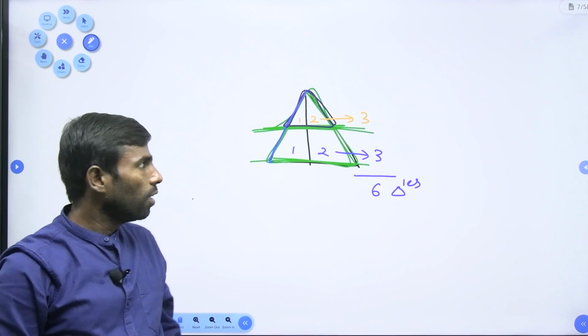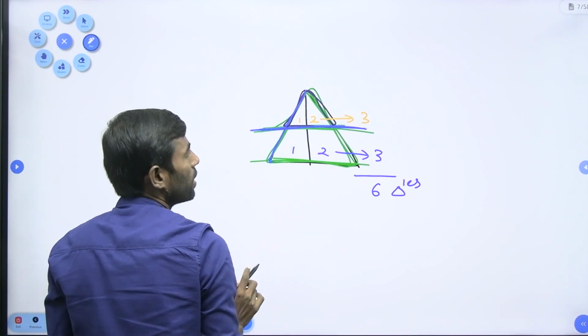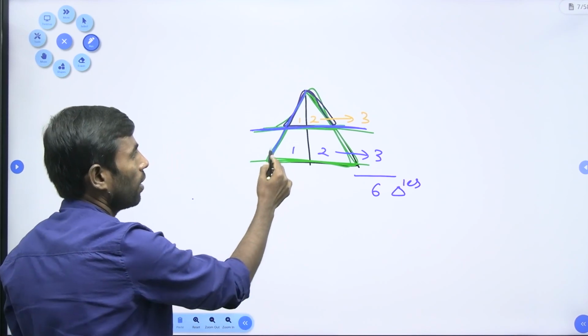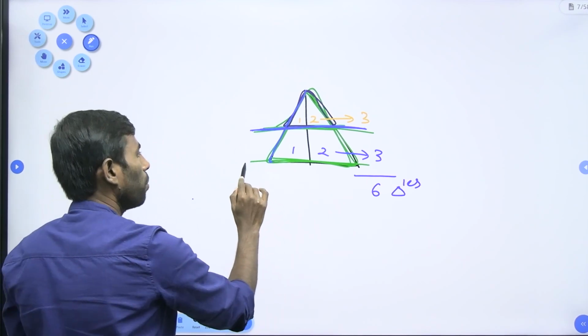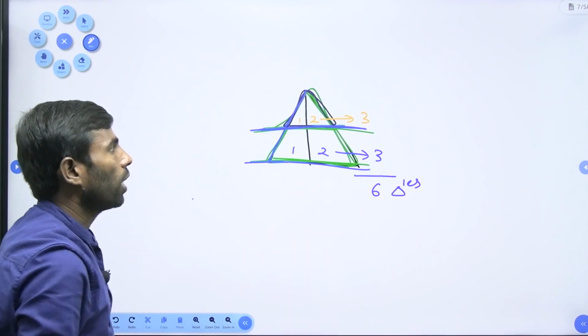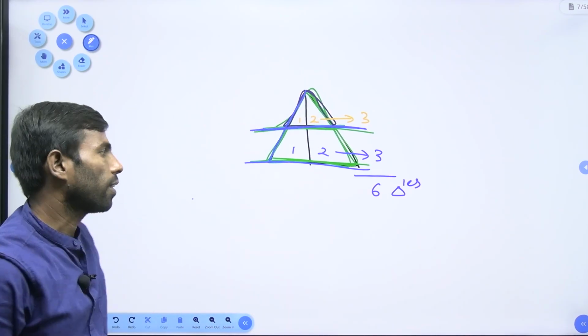What I am trying to say is, take this one as a baseline. If another baseline is there, take it as another baseline. This is another baseline. Total upper part 3 triangles, lower total part 3 triangles. Total 6 triangles are there.